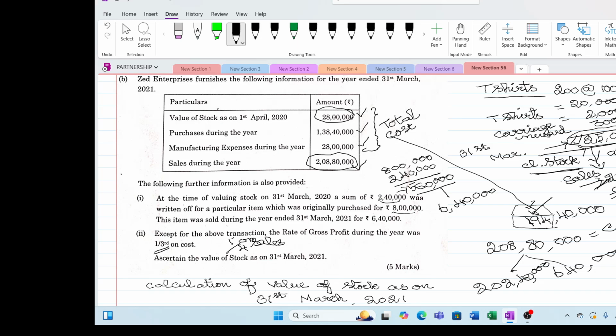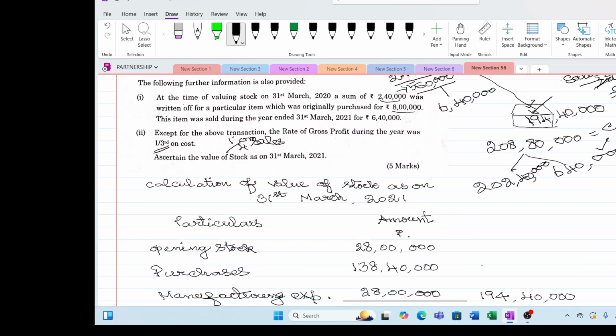Now we have to find out the cost of both the things. For this, he has clearly given the cost. You need not search at all. The cost is 5,60,000 because originally it was got for 8 lakh, and out of that 2,40,000 was written off, reduced from the value. So the cost has become 5,60,000 because it is included in the opening stock. Stock will always be at cost price. So this is the cost price. Clear?